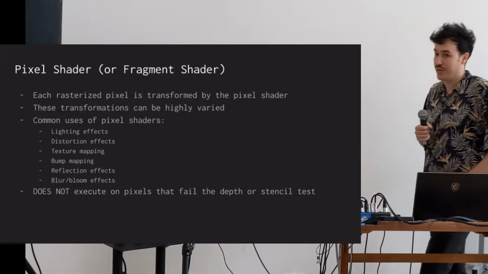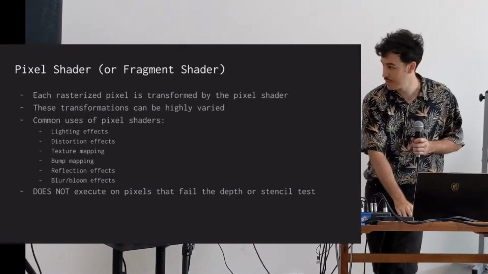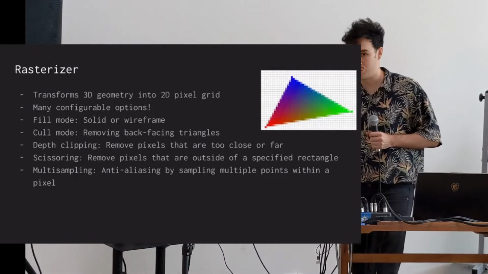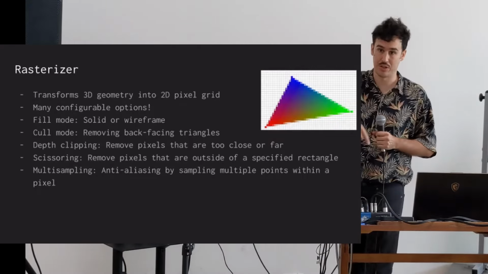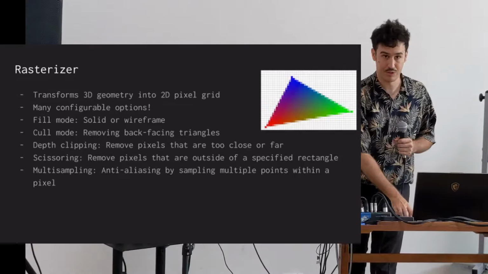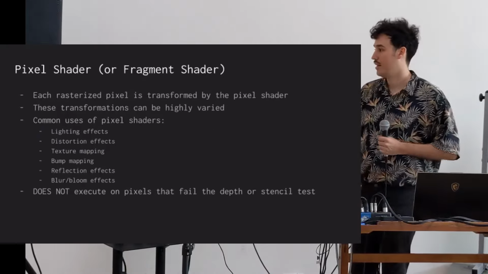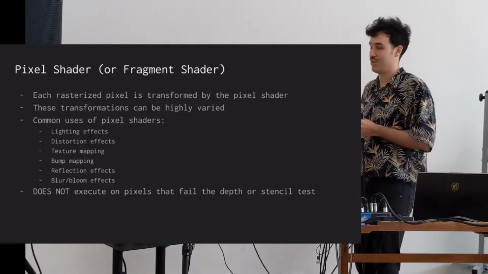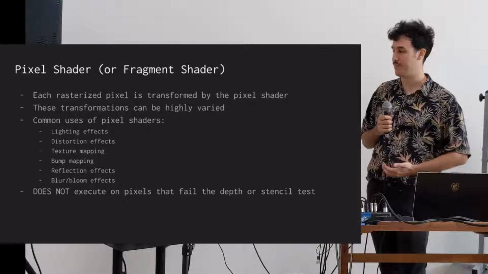Next we have the pixel shader, also called the fragment shader. Again, once we go through the rasterizing process, we have all of these individual pixels, right? Each one of the individual pixels is going to go through the pixel shader, and the pixel shader is going to assign a color to that pixel. Those transformations can be hugely varied. This is where most of the complexity comes in.